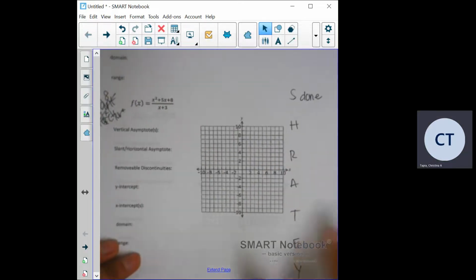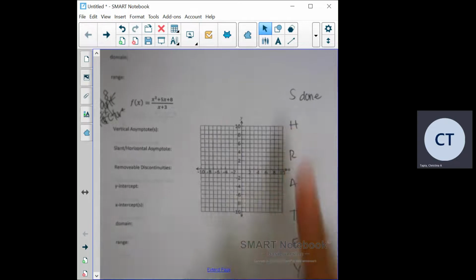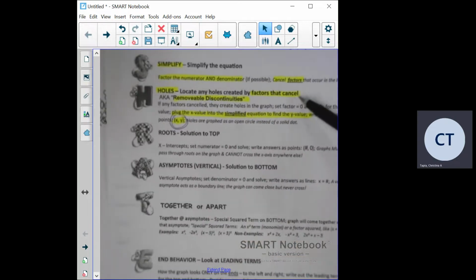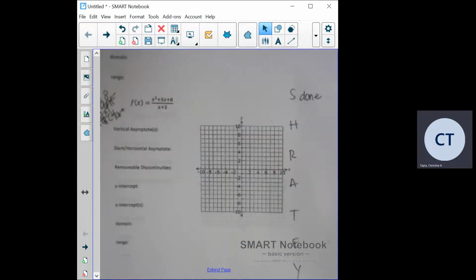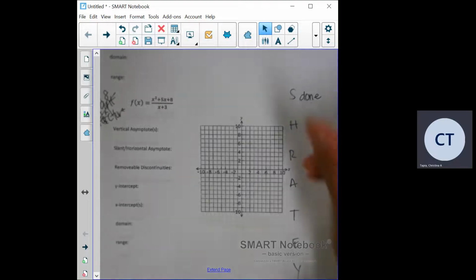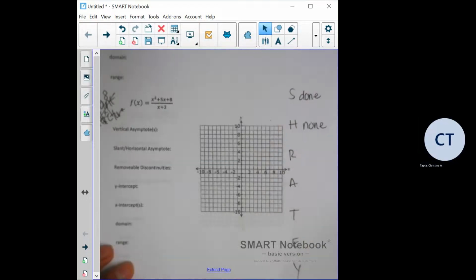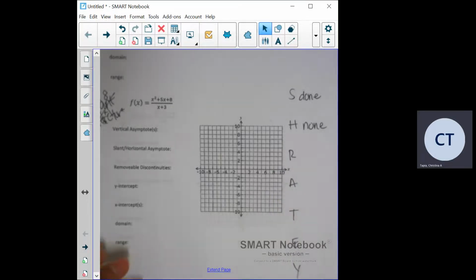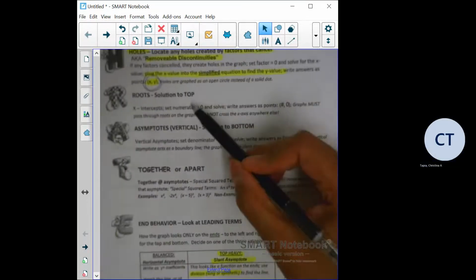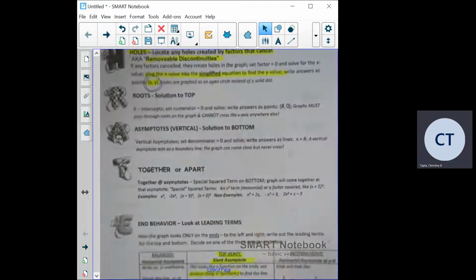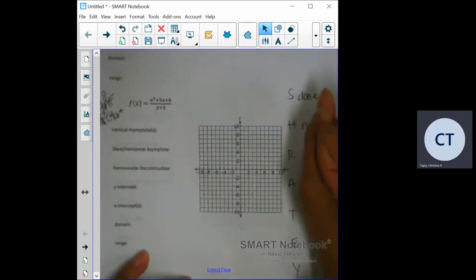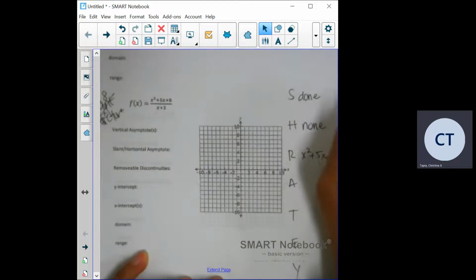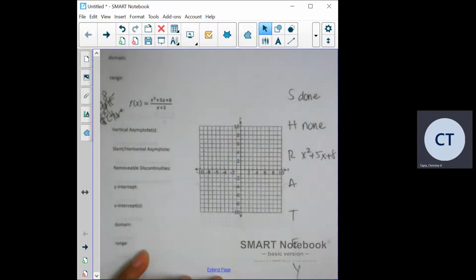The next part is H. The only time you have a hole or removable discontinuity is if a factor cancels. Did we cancel anything over here? So we're going to put none. R stands for roots. If I look for my roots, I'm looking at the numerator. We're going to set that equal to 0 and solve. So we're going to take x squared plus 5x plus 8, set it equal to 0, and solve.